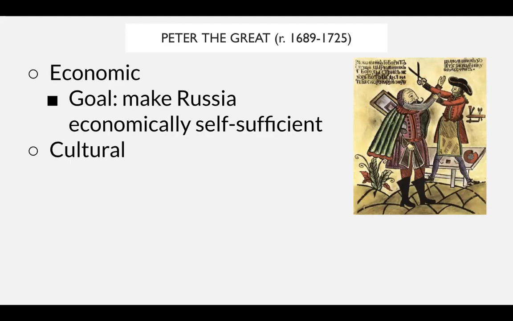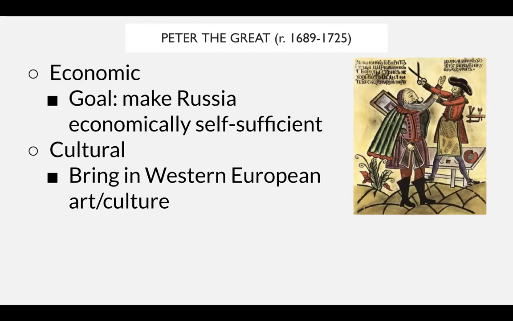In terms of culture, Peter is again going to westernize, or at least attempt to westernize, to modernize his society. And he is going to try and bring what he considers ideal culture of the powerful monarchies of France and Spain into Russia. He's going to import ballet. He's going to import Western artists to revitalize Russian art.